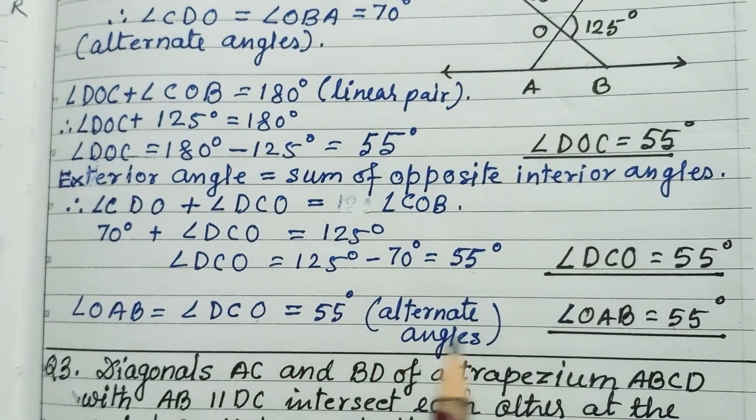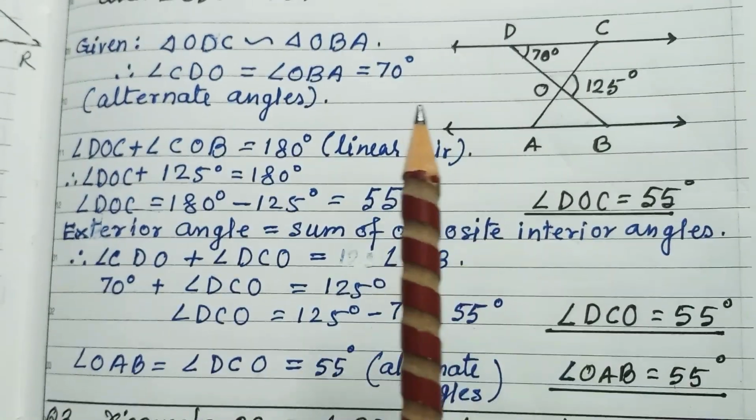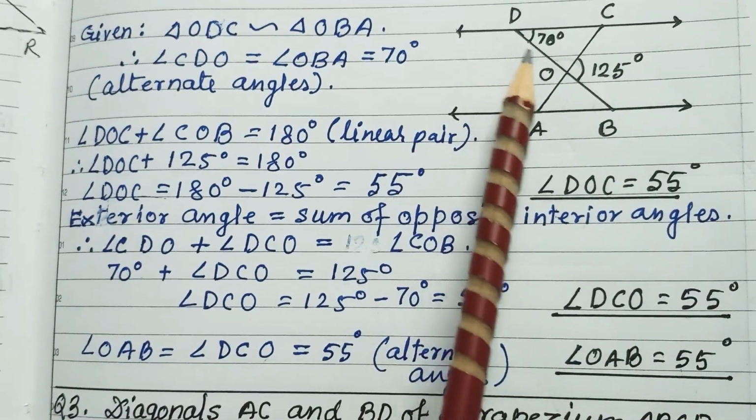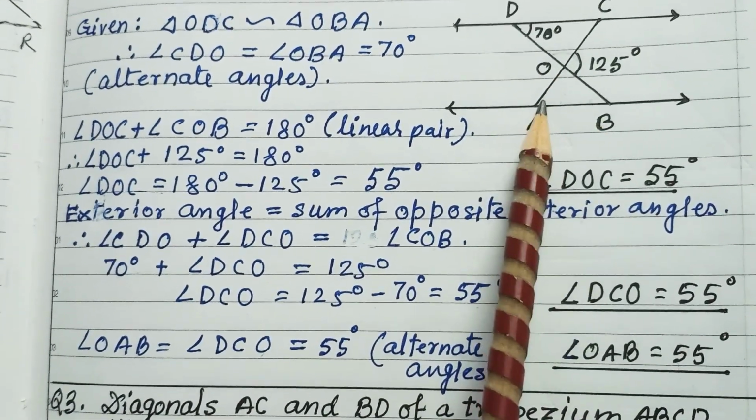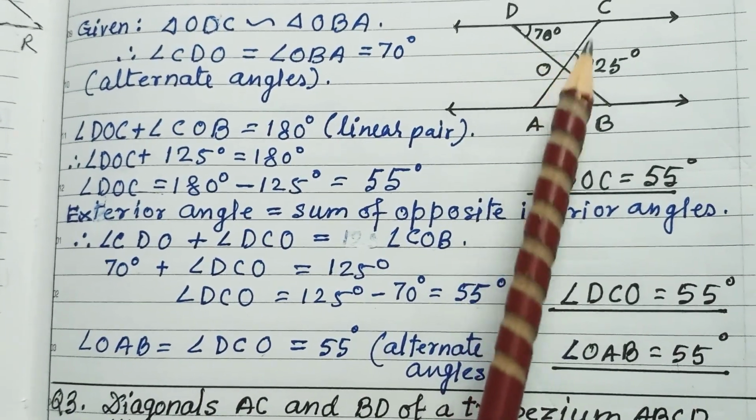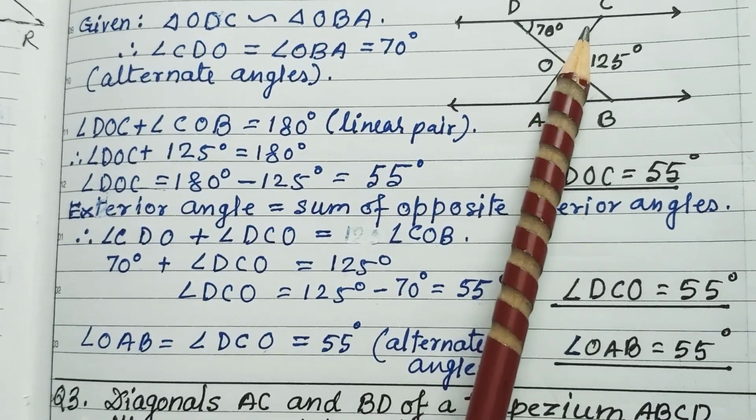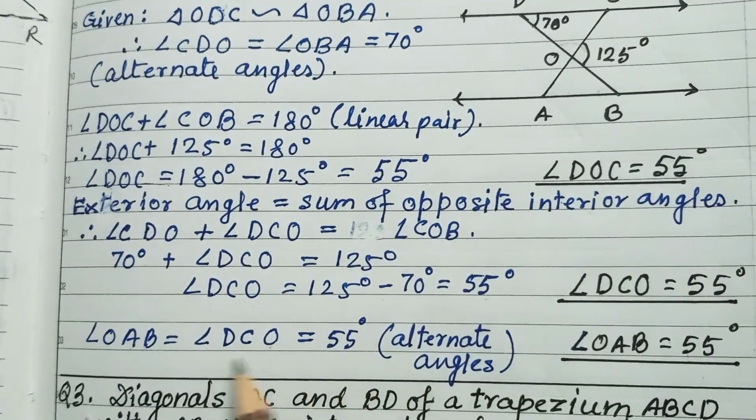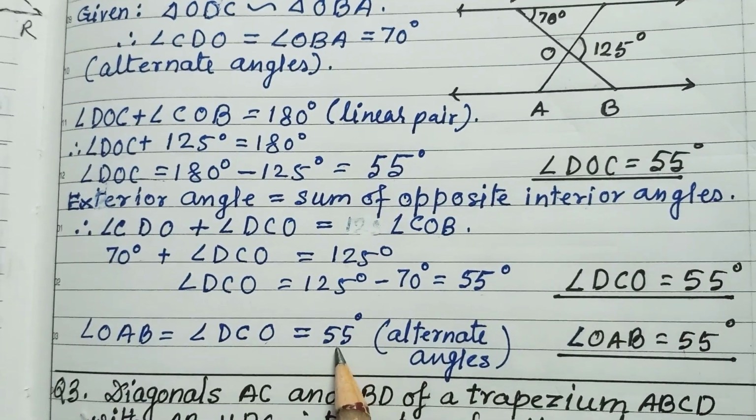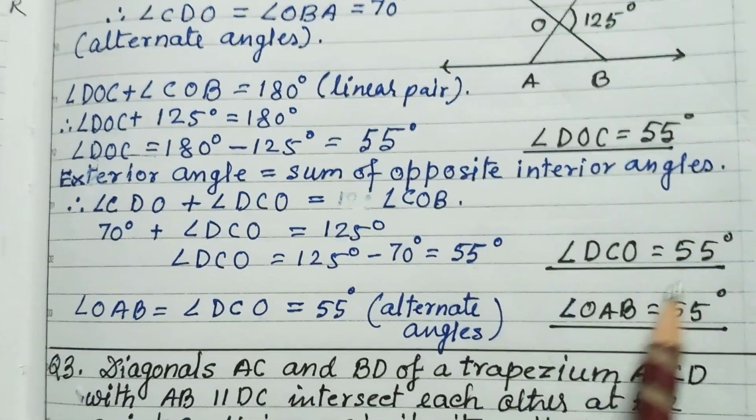Last one is angle OAB is equal to DCO. It is an alternate angle. Check it: OAB, this angle, and DCO, this angle. These two are alternate angles. This one we have got as 55. So therefore angle A is also 55 degrees. Three angles we have got.